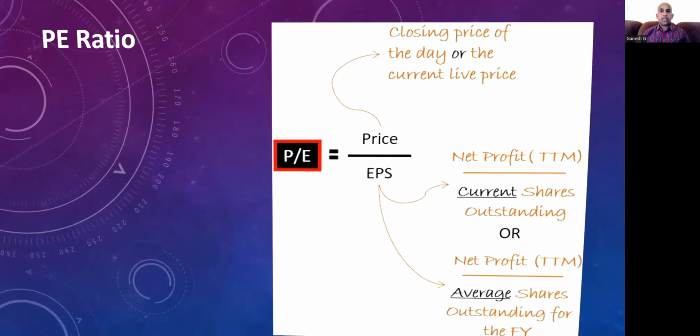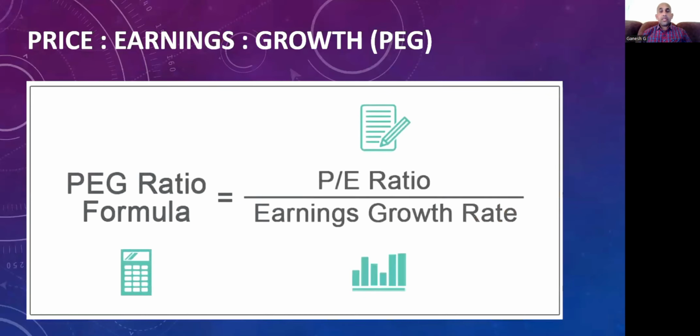If you see the PEG ratio formula, right? PE ratio divided by earning growth rate. PE ratio is, let's say, 20. Earning growth rate is 20. PEG ratio would be 1. 20 by 20, 1. That's how we calculate.